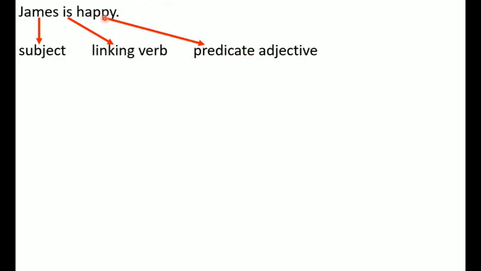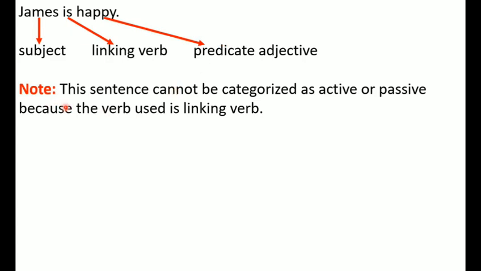Happy is a predicate adjective, because it modifies the noun James. Now, note, this sentence cannot be categorized as active or passive. Hindi mo pwedeng sabihin na active siya or passive, kasi the verb used is a linking verb. Ito, linking verb ang ginamit. This is not an action verb.